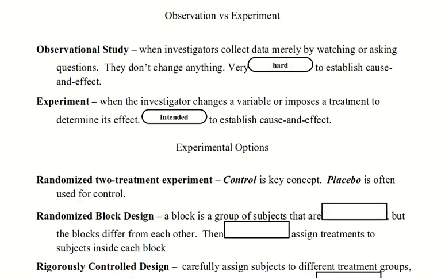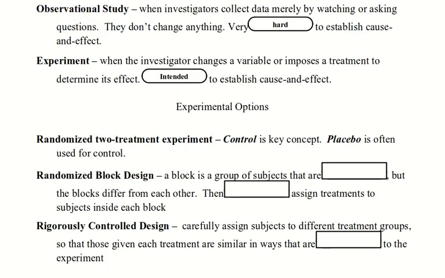Okay, so let's talk about how we can perform an experiment. So there's randomized two-treatment experiments. So we have a placebo and a control group. The control group is the group that we do not perform the experiment on. Now, if this is human beings, we might give them a placebo. A placebo might be a pill that looks exactly like the pill that we give to other patients who are not in the control group.